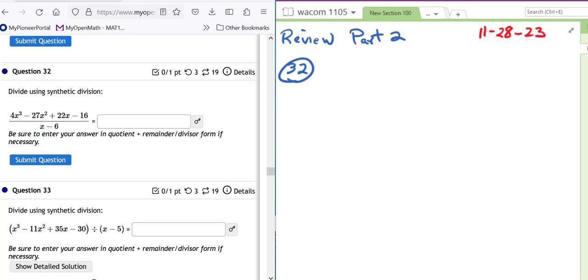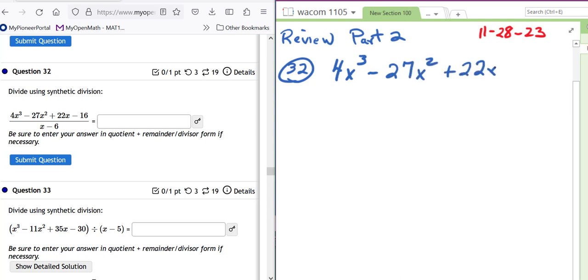And we got down to synthetic division. So we'll write the problem and then we'll set up. So 4x cubed. You want to make sure that you are in descending order. And if you're missing any terms, you have to fill in a 0. This one is not missing any. We start at x cubed, x squared, x to the first, constant. So it's good.